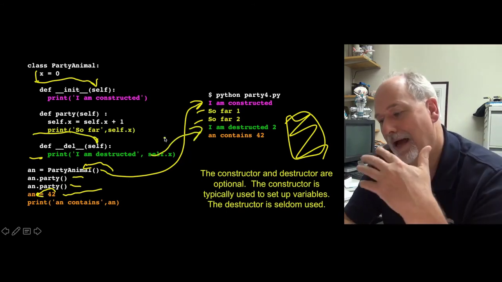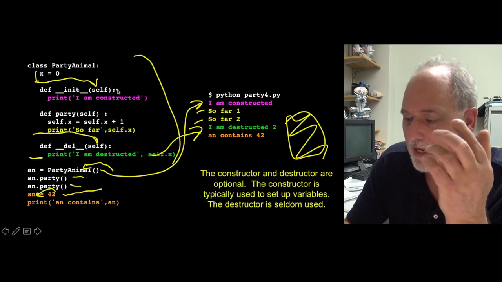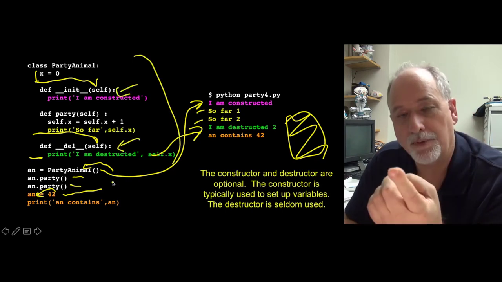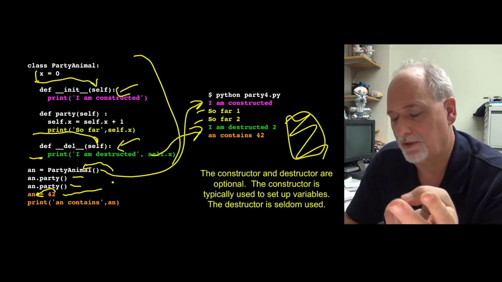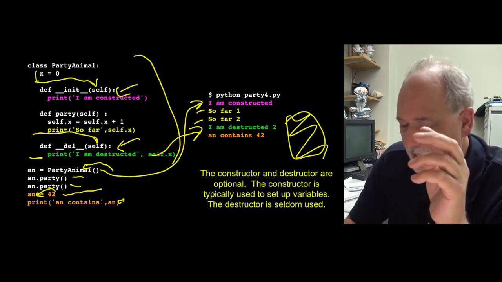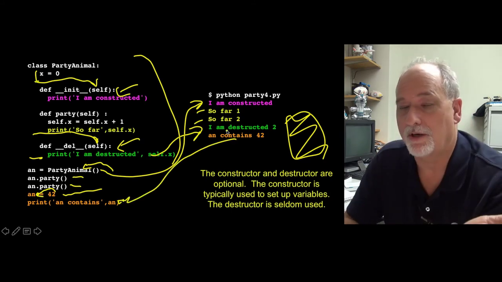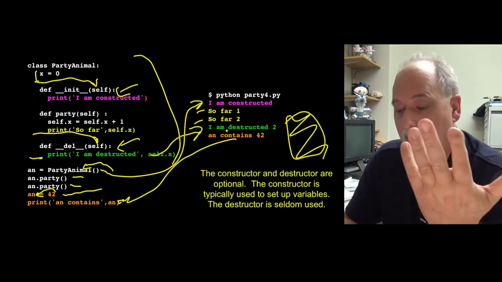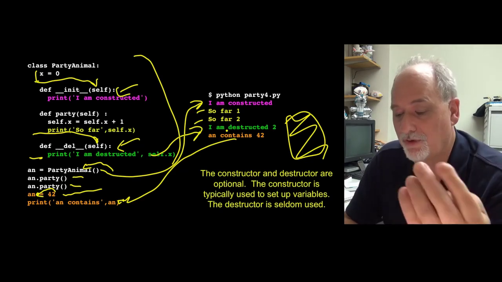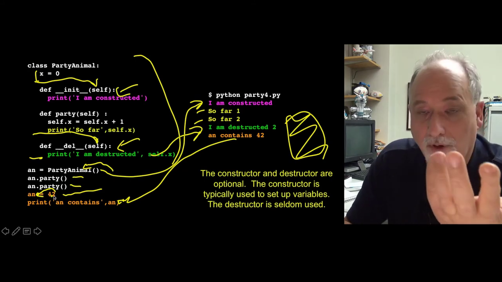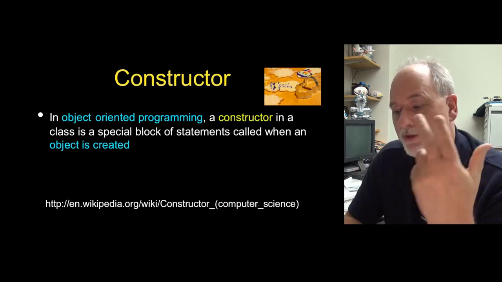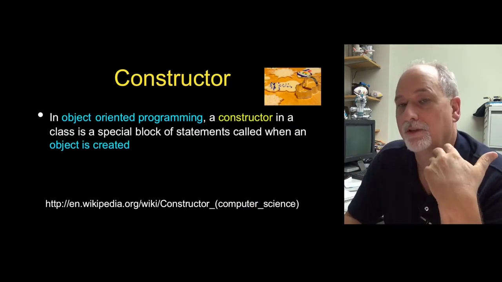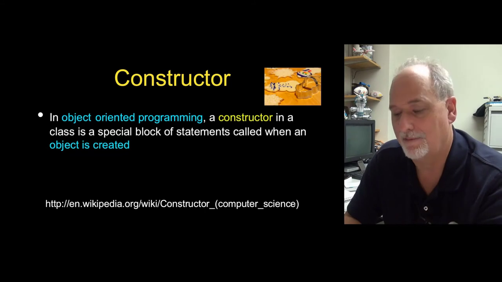So we are allowed, as the builder of these objects, to add these little chunks of code that say, I want to be involved at the moment this object is created, and I want to be involved at the moment this object is destroyed. Now, in this last line, an is no longer a party animal. An is now an integer. It's got a 42 in it. The object has been created, used, and then destroyed. So you've got to be careful: if you overwrite something, you throw the object away. The constructor is a special block of code that's called when the object is created to set the object up.